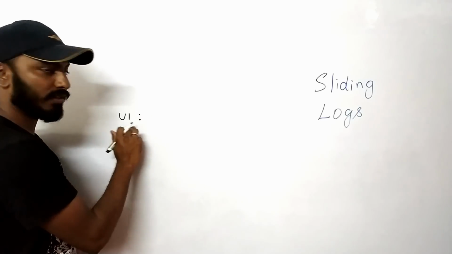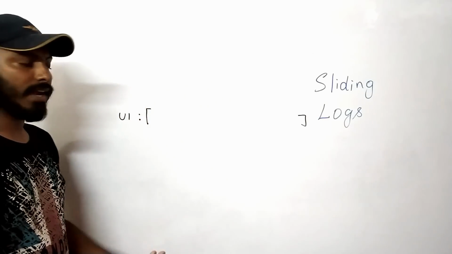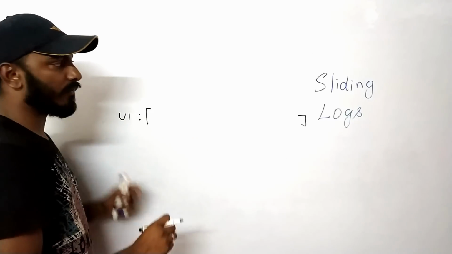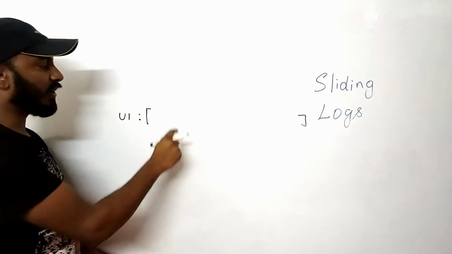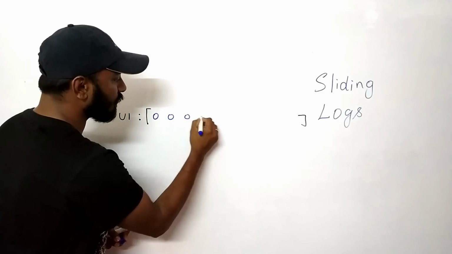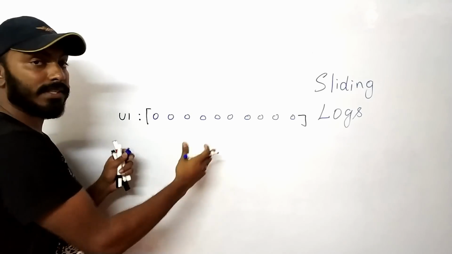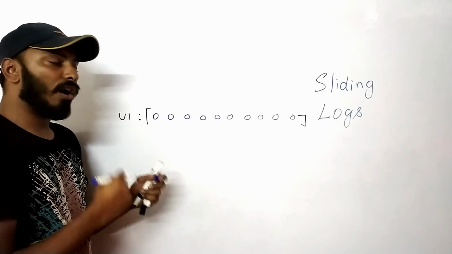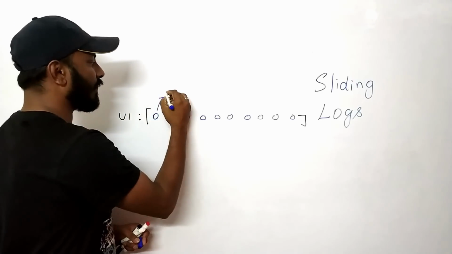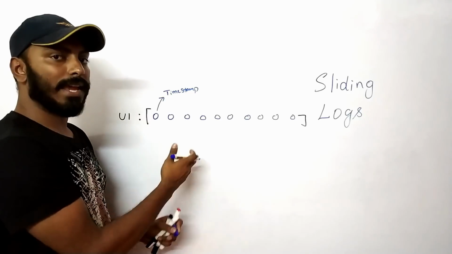So we have the user ID over here, and we'll take a big list. For every request which comes in from this particular user, we need to append a log into this array. Consider we have added entries. These are the entries for all the requests which you have received so far. Each entry should also contain the timestamp at which that particular request came in.